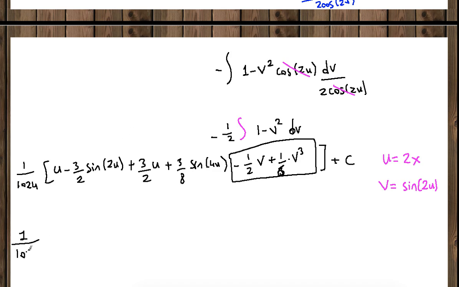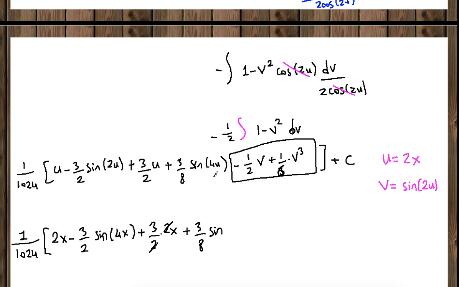One over 1024. Instead of u, we're going to write 2x minus 3 over 2 sine of 2u, and instead of u, we have to write 2x. 2 times 2x is 4x. Plus 3 over 2 times 2x is just 3x. Plus 3 over 8 sine of 4 times 2x is 8x. Minus, v is sine of 2u, and u is 2x, so it's going to be sine of 4x. So instead of v, we're going to write sine of 4x. Negative 1/2 sine of 4x plus 1 over 6 sine cubed of 4x plus c.